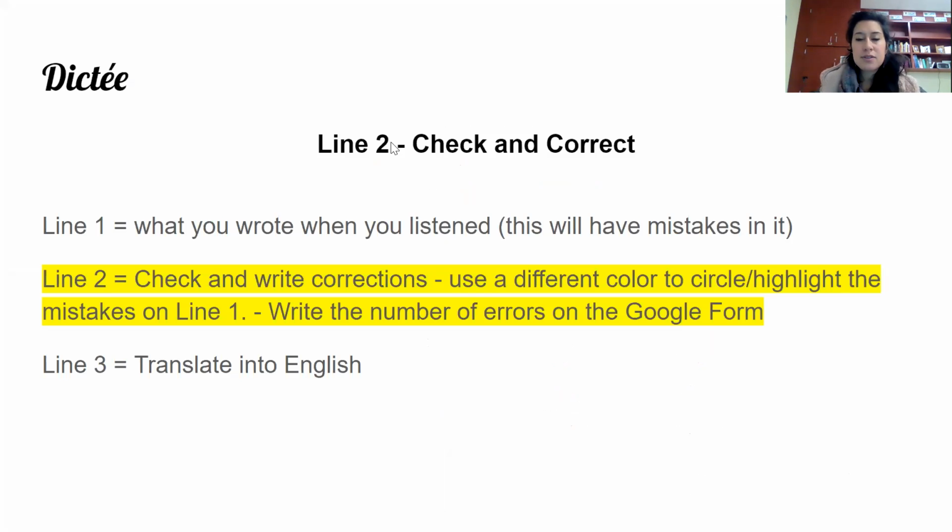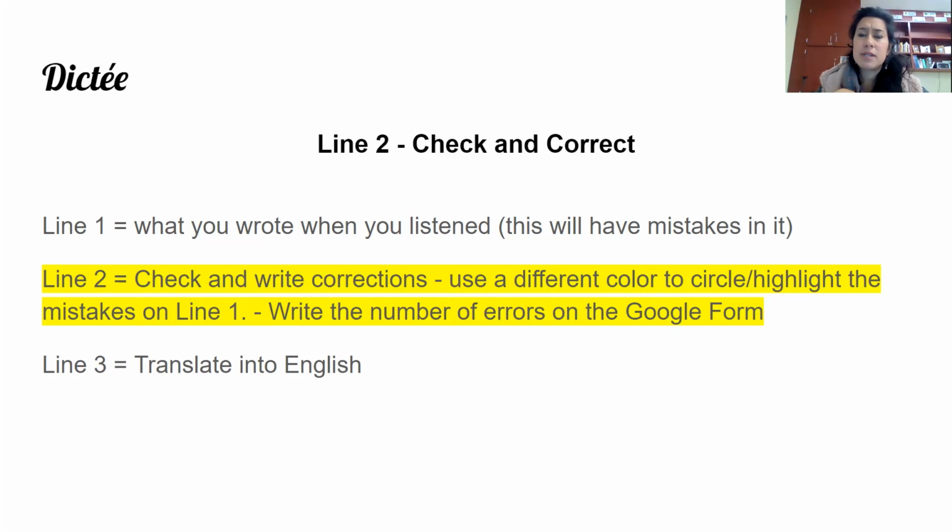Okay, class, so make sure you've paused and replayed as many times as you need to, up to 3 times, to get your best possible French. So we're done with line 1. Now on line 2, you're going to check and write your corrections. So you should really have a different color to circle or highlight the mistakes on line 1. If you're ever unsure how to do this, there are how-to videos on PowerSchool. There are examples for the student work on PowerSchool. Use that to help you do the best possible dictée you can from home.